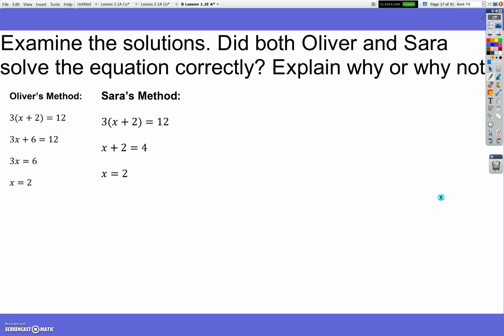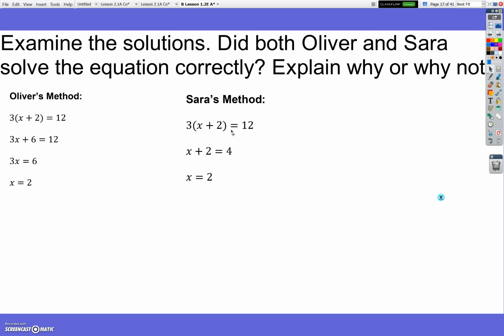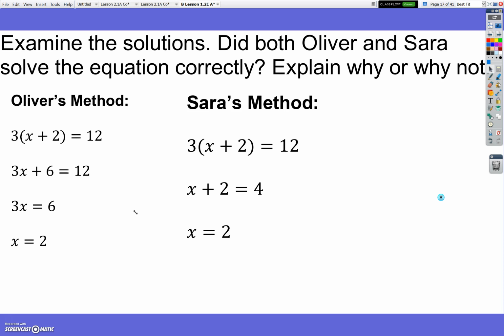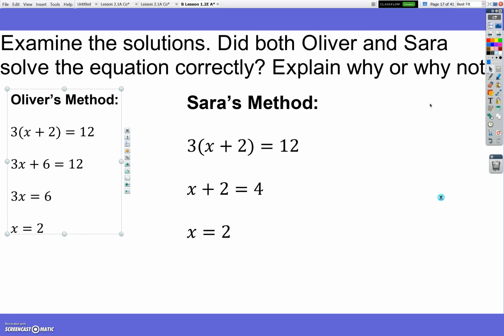So now what we want to do is examine these two equations and see if they both solved them correctly. They both got the same answer. They both followed the operations correctly. So they both did solve it correctly. They were different methods, but they both did it correctly.